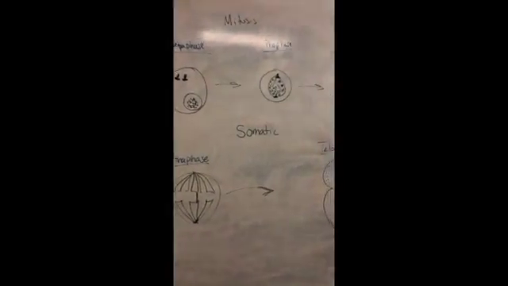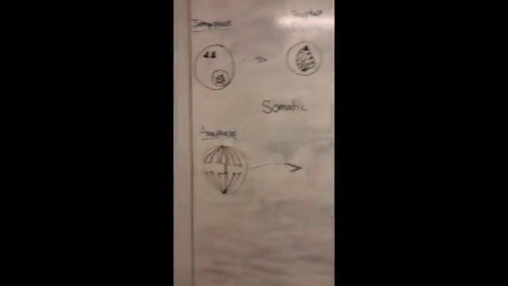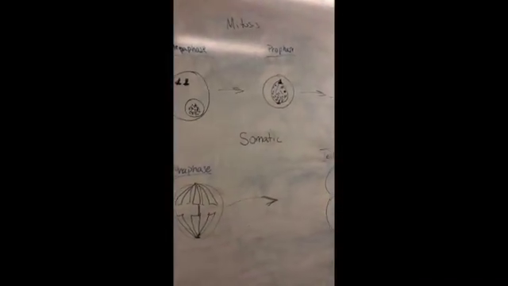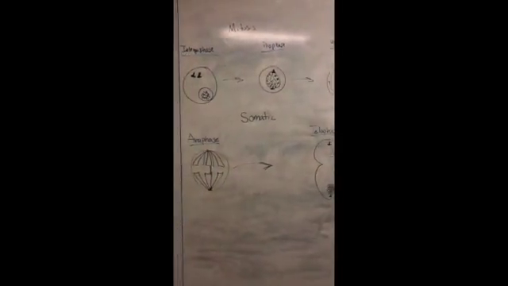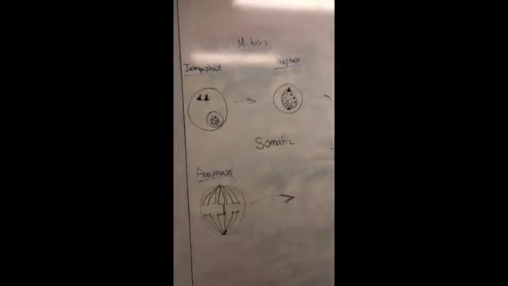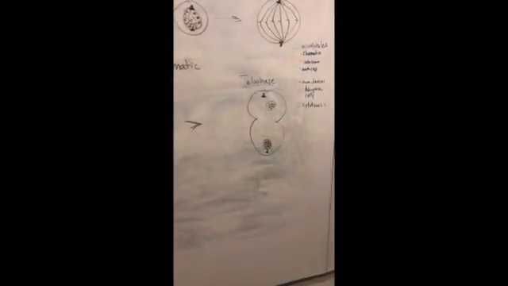Okay, so for my video, I'm going to be doing a mitosis and meiosis comparison. Before that, let's learn a little bit about mitosis. So mitosis has 5 phases: interphase, prophase, metaphase, anaphase, and telophase.